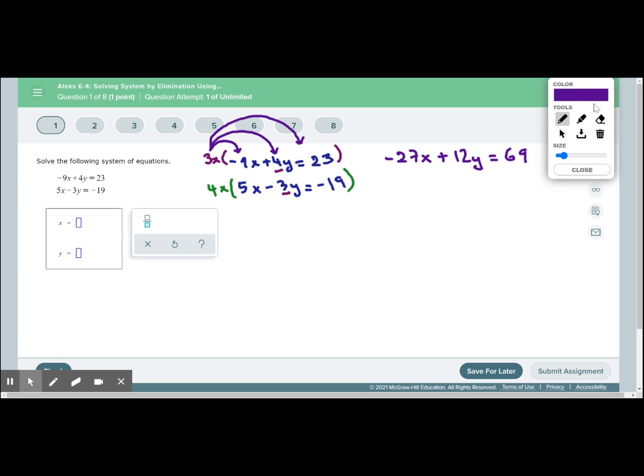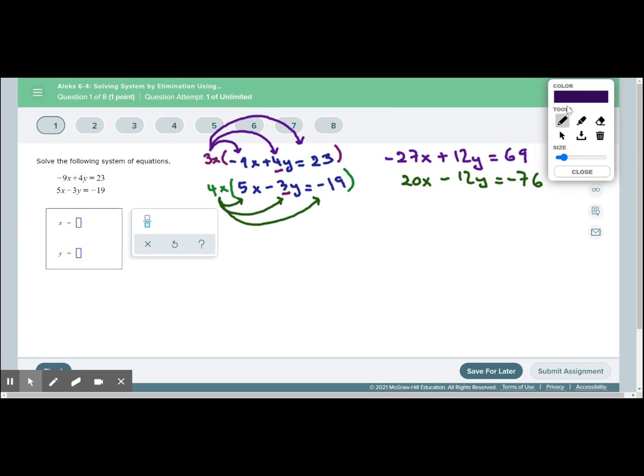All right, now we're going to look at the second equation. We're going to multiply by 4. So 4 times 5 is 20x. 4 times negative 3 is negative 12y. And 4 times negative 19 is negative 76. Let me check my 19 to make sure it's right. Yes, negative 76. Perfect. We're on the right track.